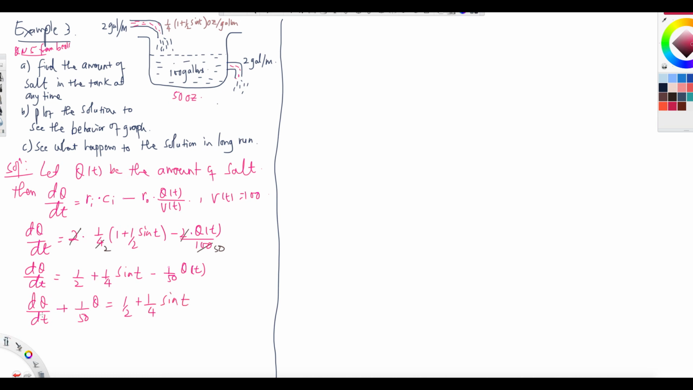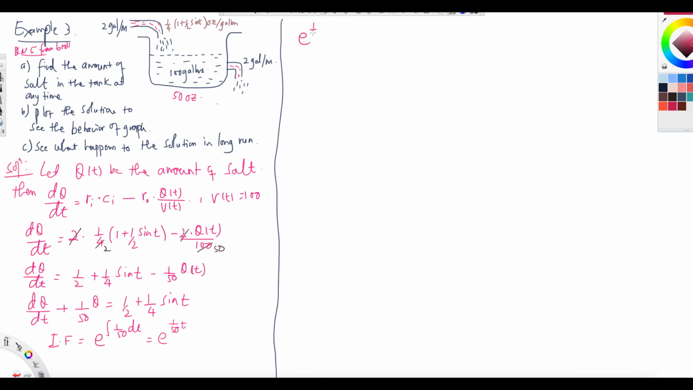It is like a derivative term, and then a function of t times Q, equals another function of t. So it is like dQ/dt plus p(t) times that Q variable equals q(t), right? So how do I solve this? You need to use the integrating factor. What is the integrating factor here? The integrating factor is e to the integral of 1/50 dt. That will be e to the (1/50)t. You see that? So you multiply both sides by that. What do you get?